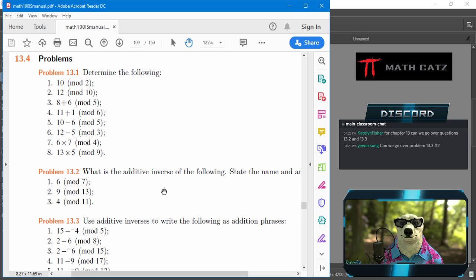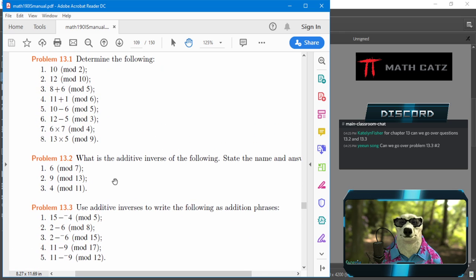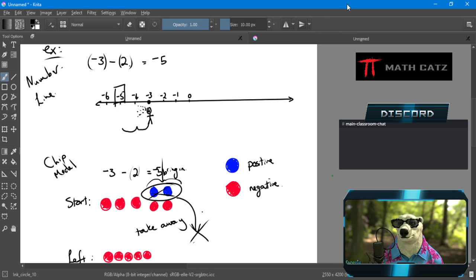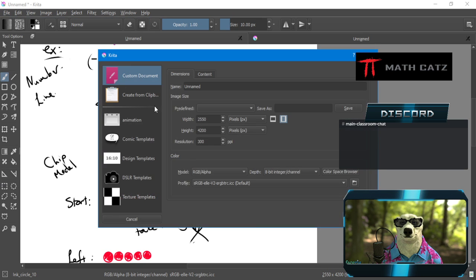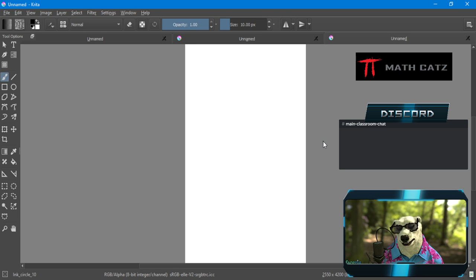Then we have 13.2, the concept of the additive inverse. I don't really care too much about 13.3, but we could connect it. I just want to do 1 and 2 first. So basic calculation and additive inverse. Okay, let's do that. There are 3 types of questions, yes. Some more important than others.